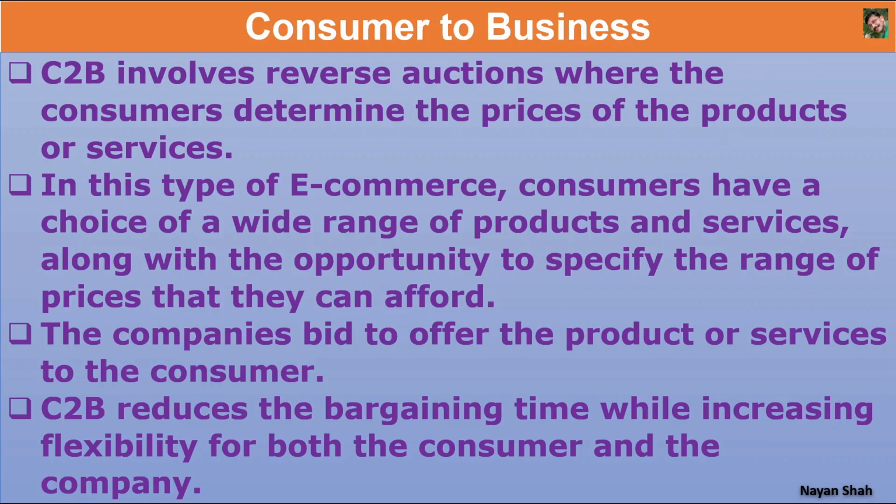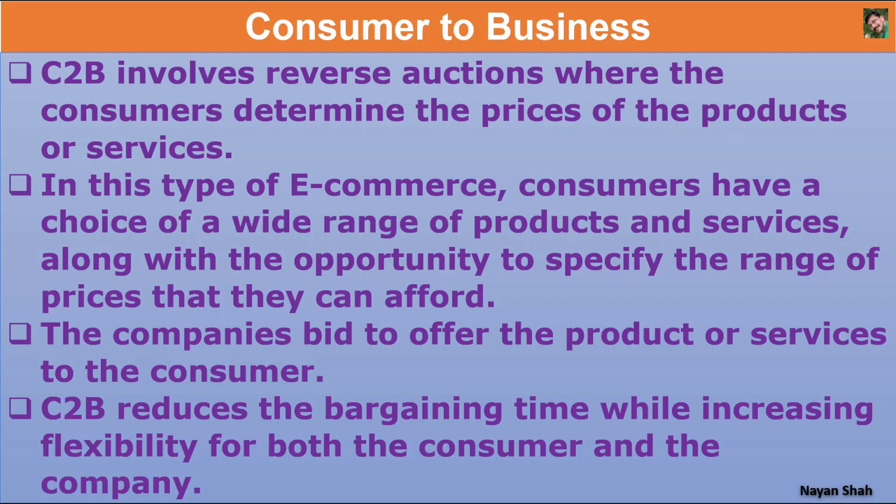The last model in normal e-commerce models, the fourth model, is consumer to business, C2B. C2B involves reverse auctions where the consumer determines the prices of the products or services. We put our criteria that I want to purchase this product at this rate with this much discount, and if any business house is ready to sell, they will agree. So in this type of e-commerce model, consumers have a choice of a wide range of products and services along with the opportunity to specify the range of prices that they can afford.